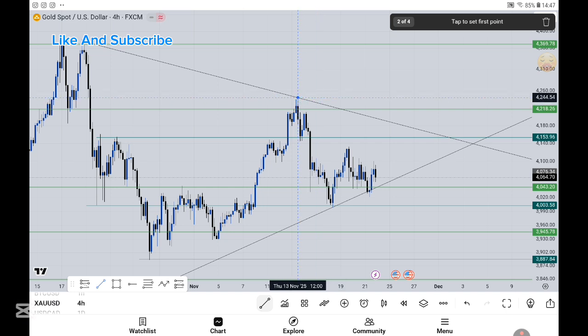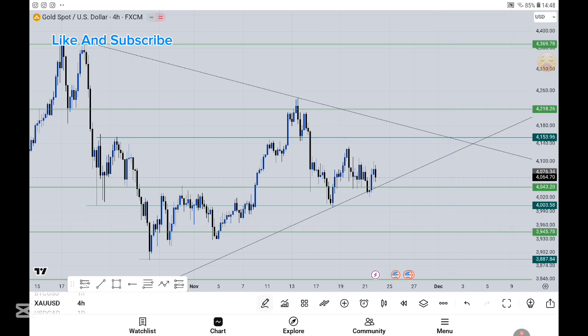So what I'm watching out for in the Xauusd is buys. I'm watching out for buys, every possible opportunity to see buys. Once I see this trend line is taken out, I'm buying this market to the upside.